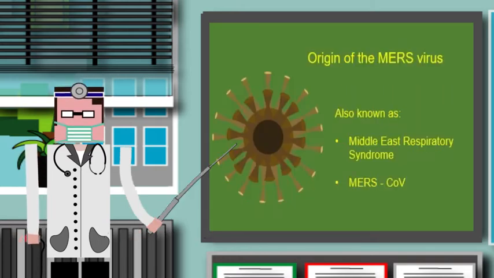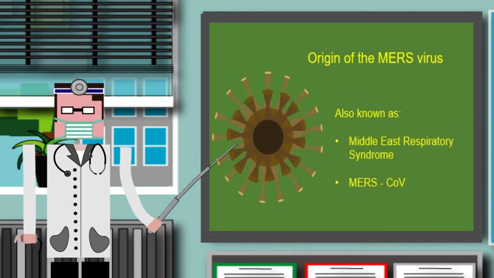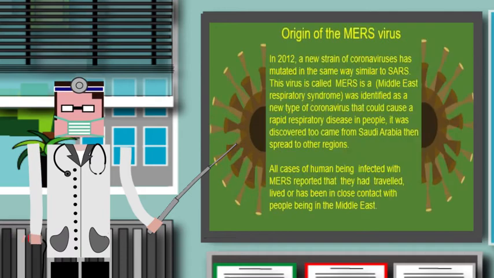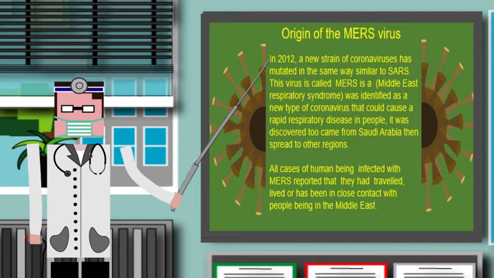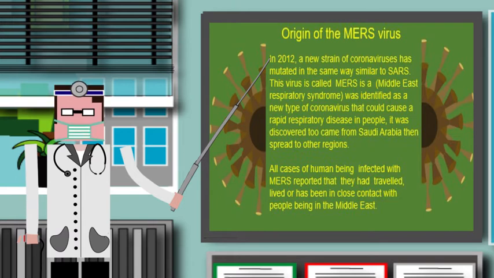Next, the origin of the MERS virus, known as MERS-CoV or Middle East Respiratory Syndrome. In 2012, a new strain of coronavirus mutated in a way similar to SARS. This virus is called MERS, as Middle East Respiratory Syndrome was identified as a new type of coronavirus that could cause a rapid respiratory disease in people. It was discovered to have come from Saudi Arabia, then spread to other regions.